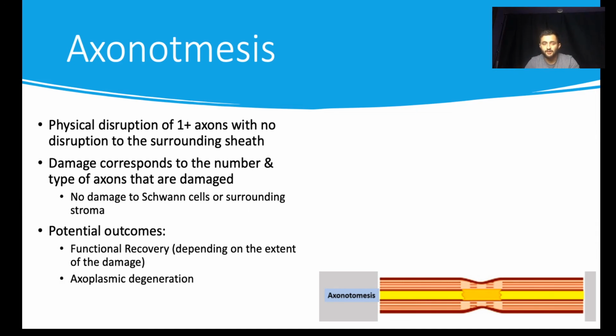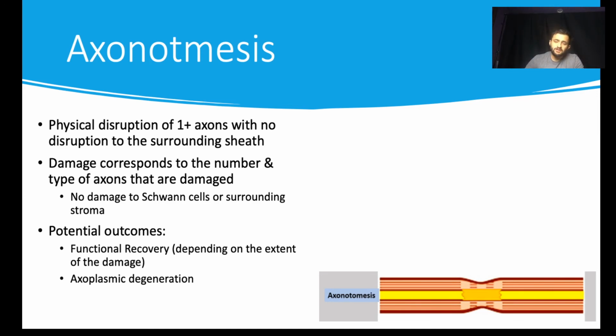There are a couple of different potential outcomes here. We can have functional recovery, and it depends on the extent of the damage, but we can also have axoplasmic degeneration. When we think about causes of axonotmesis, we're thinking of severe blunt trauma, nerve crushing, or extreme traction. Some examples of this would be a displaced bone or a crash injury. Axoplasmic degeneration occurs distal to the site of injury and just barely proximal to the site of injury, about 2 or 3 nodes of Ranvier proximally.